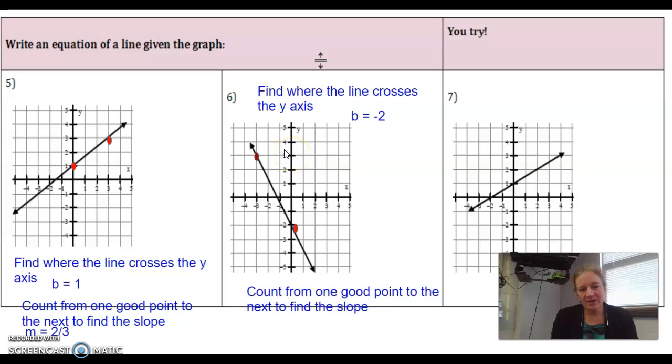So I went up 5, and now I'm going left 1, 2, 3. So I went up 5, so that's positive, but I went left 3, so that's negative. If I go left, it's negative. If I go right, it's positive. Okay, and now you guys are going to find your m and your b for number 7.